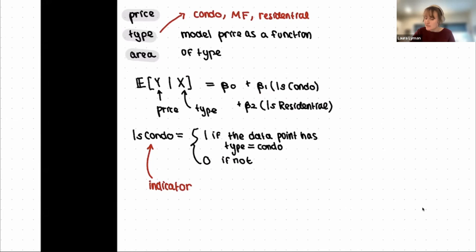So ultimately, is condo is just a one or a zero. And we can multiply one and zero by this coefficient theta one. And is residential, which would be defined similarly as an indicator with just ones and zeros, has multiplication with the coefficient like beta two. So ultimately, linear regression can be extended to incorporate all types of variables as the predictors.